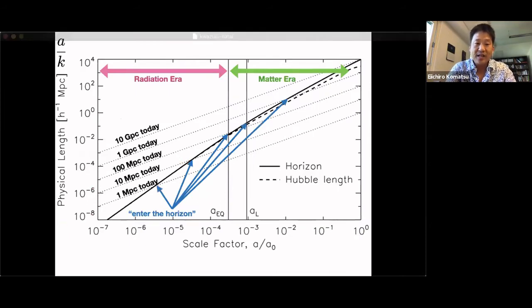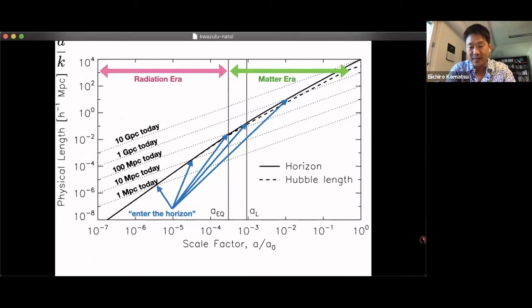So first, this is the physical length in the vertical axis. This is the scale factor. So the universe expands in this direction. These are the fixed wavelengths. So this will be 1 megaparsec today. 10 megaparsec today. 100 megaparsec today. 1 gigaparsec today. 10 gigaparsec today. Gravitational waves are produced at all wavelengths initially. Okay? And this is our horizon. They grow faster than just the scale factor stretching the wavelengths. So if you wait long enough, these short wavelength fluctuations, which are once outside the Hubble horizon, they come inside.